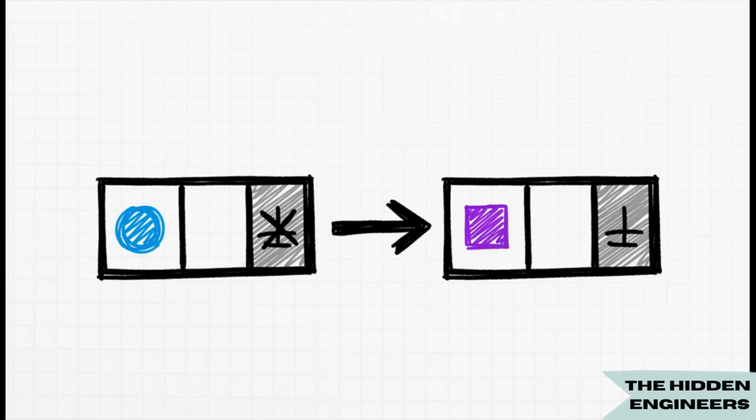Now watch this. We're adding a second node with its own data, 20. But look closely at that arrow. That arrow means the next pointer of our first node has been updated. It's not pointing to nothing anymore. It now holds the memory address of that second node. It knows where to find the next link in the chain.